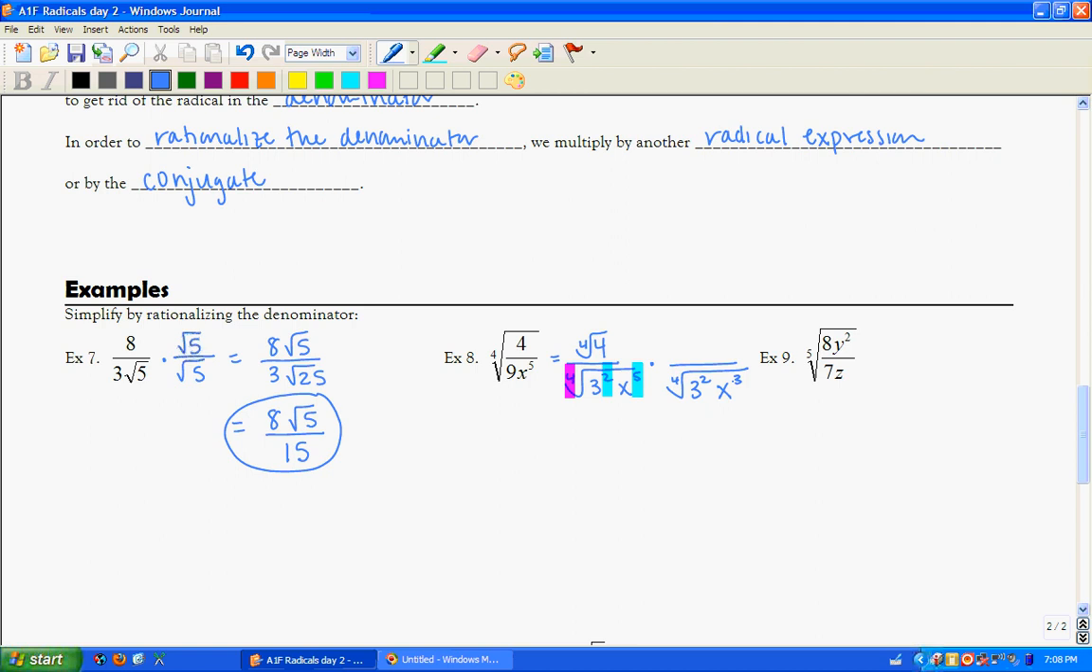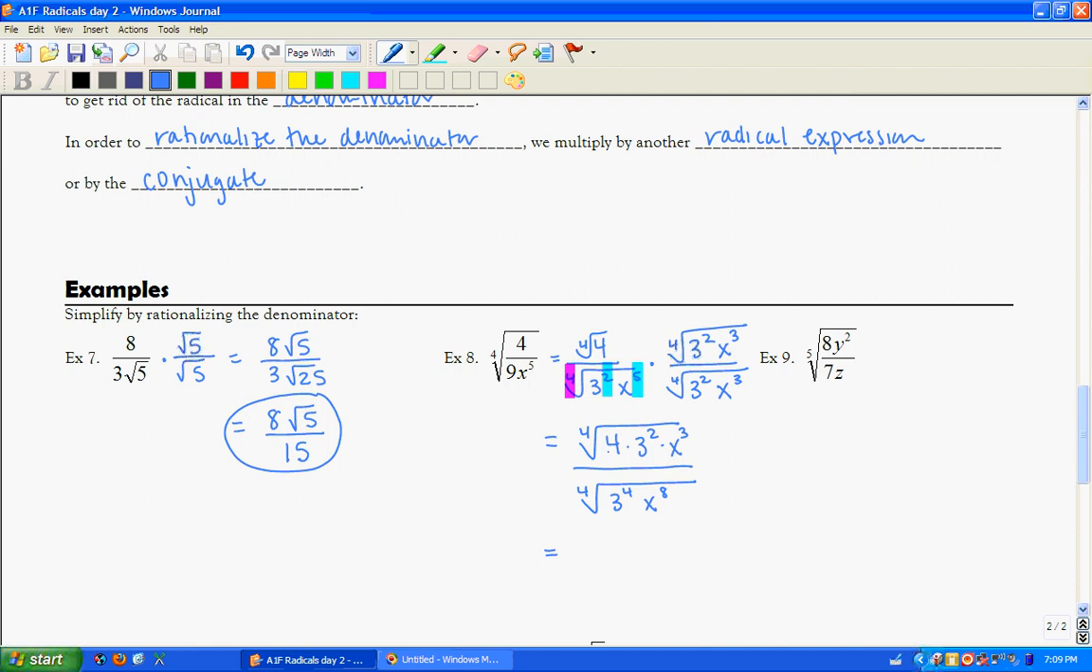And again, whatever you do on the bottom, you need to do on the top. So we'll multiply by a 3 squared and an x cubed. So what we'll be left with on the top is the 4th root of 4 times 3 squared times x cubed. And on the bottom, we will have the 4th root of 3 to the 4th and x to the 8th. So now we are able to simplify.